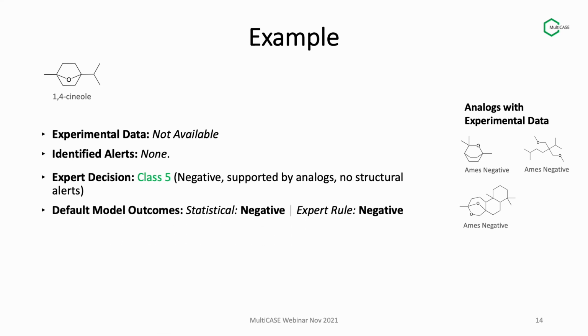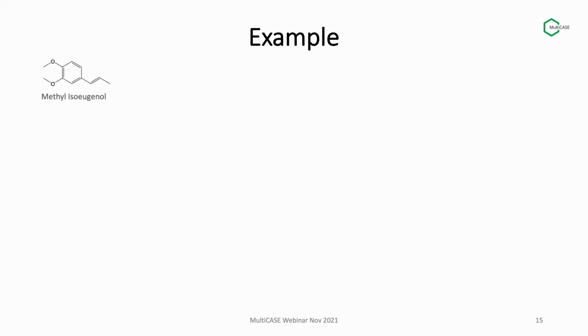And just as a case, these are the default model outcomes. From the statistical model we got a negative outcome, and from the expert rule based we got a negative outcome. So here is our second compound. Let's go to another one, methyl isoeugenol, and do the same thing.